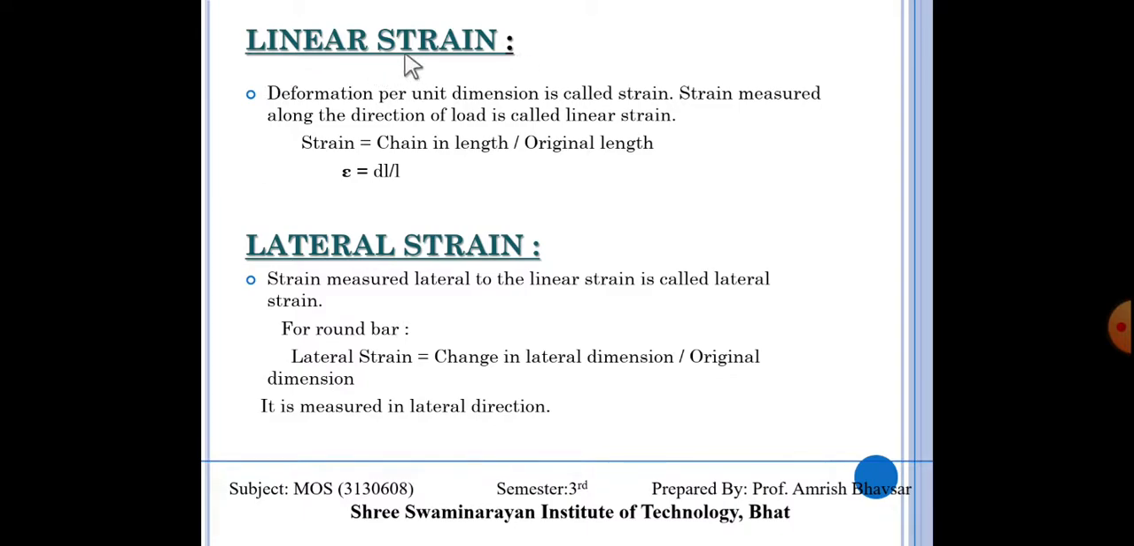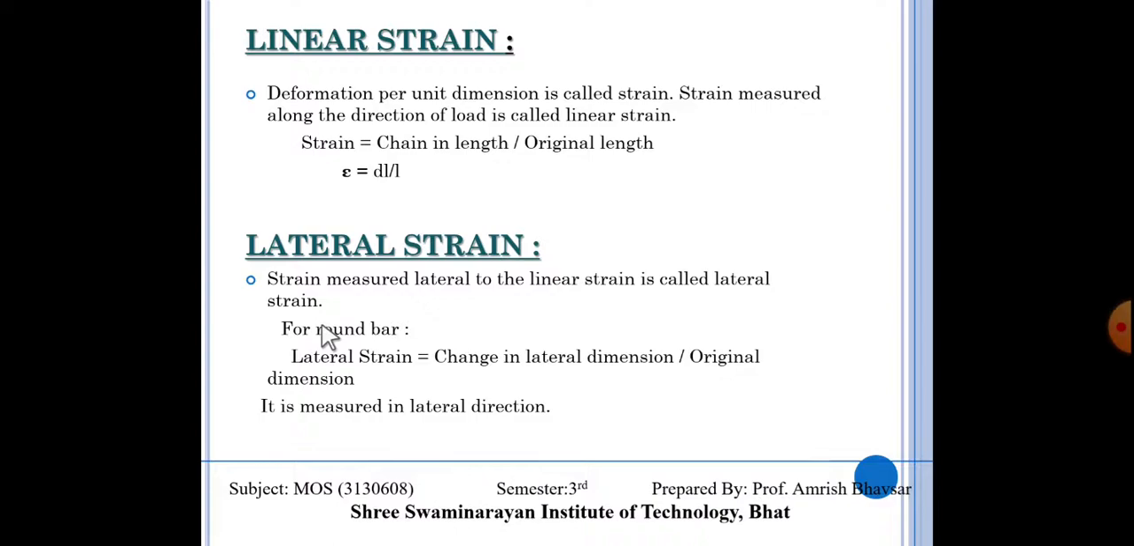We know about the linear strain. What is linear strain? That is epsilon, and that is delta L upon L, which we have studied in simple stress and strain. Linear strain means whenever we apply force on the body, the length is increased, and that increased length upon total length is called linear strain. But what is lateral strain? Whenever the length is increased, the diameter or the cross-sectional dimensions are decreased, and that decrease is called lateral strain.